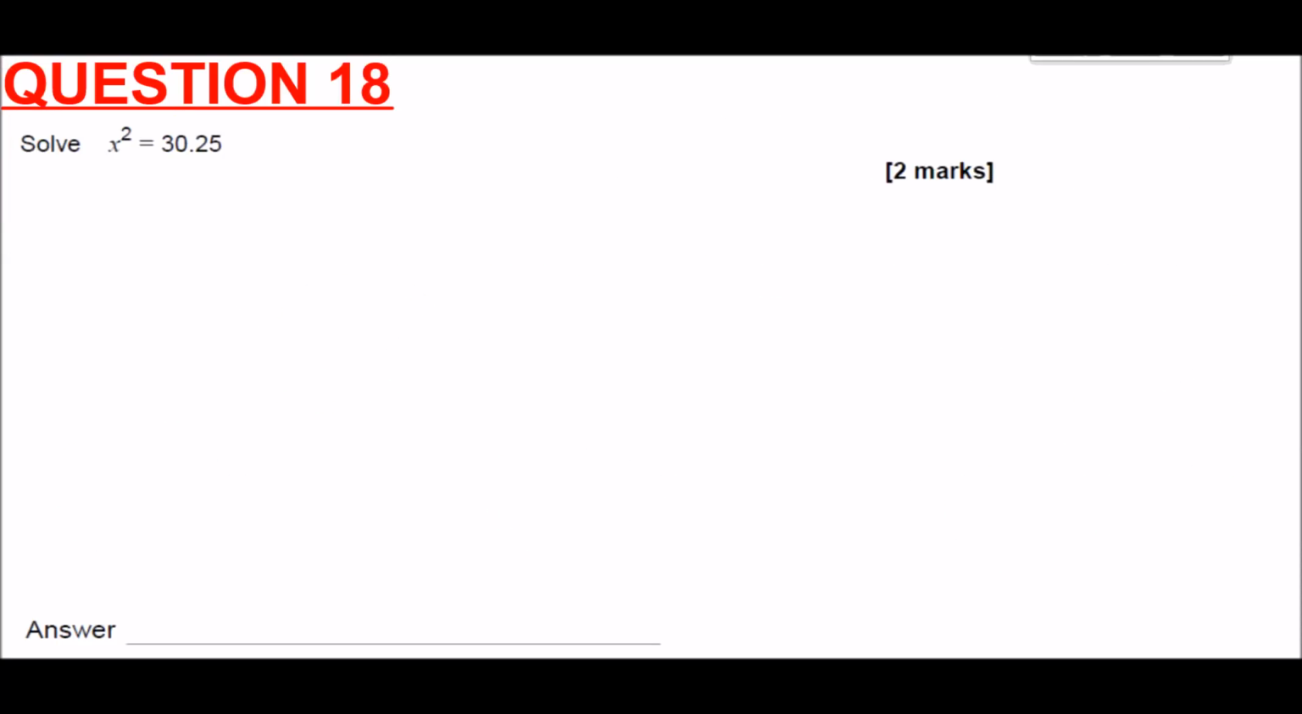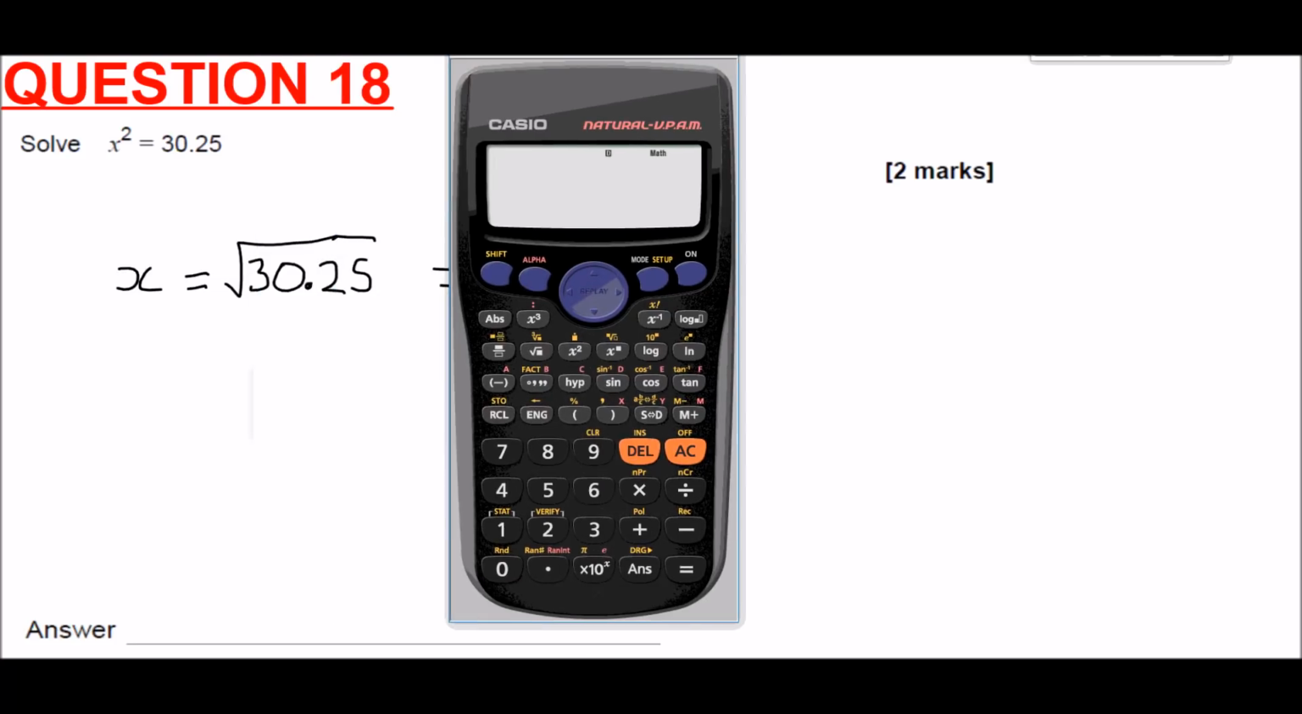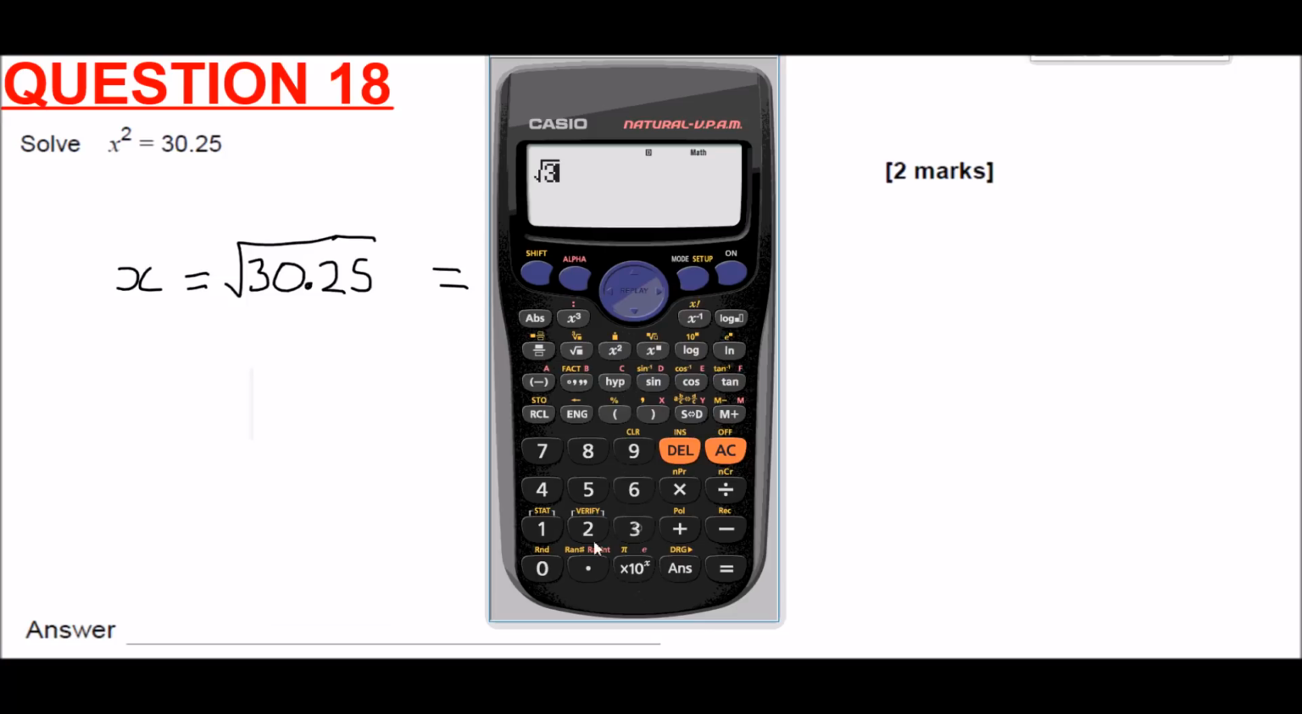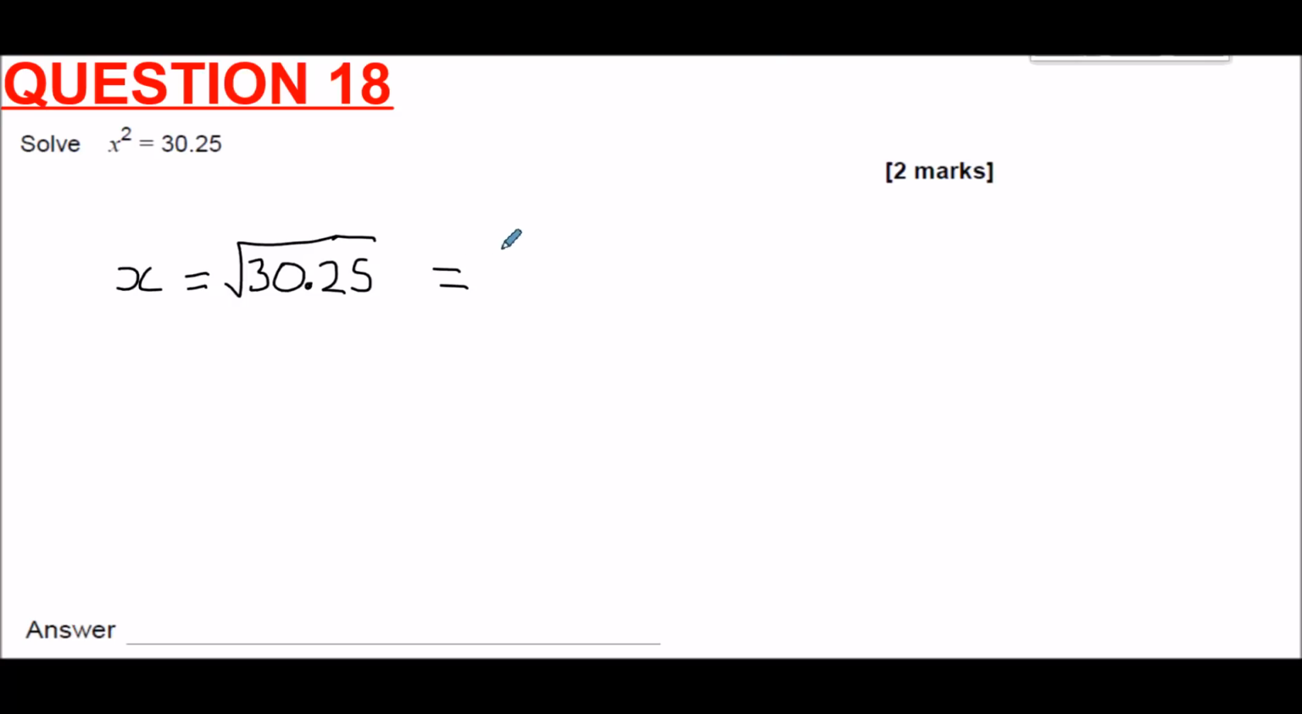Question 18. Solve x squared equals 30.25. Now, if nothing else, Pythagoras should have taught you to go from something squared to just what the number is on its own. We take the square root. And so x may well be the square root of 30.25. So we can do this easily enough on the calculator. Square root of 30.25 gives us 5.5.